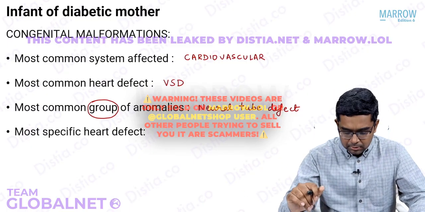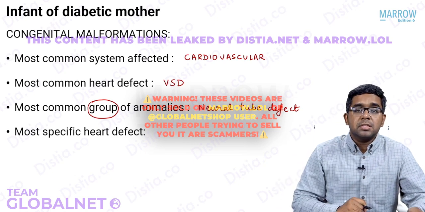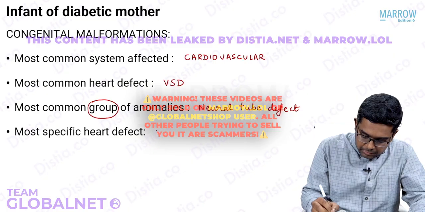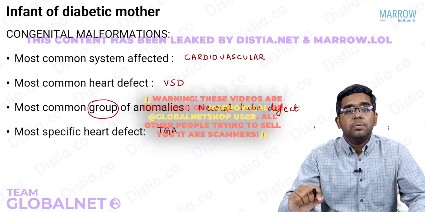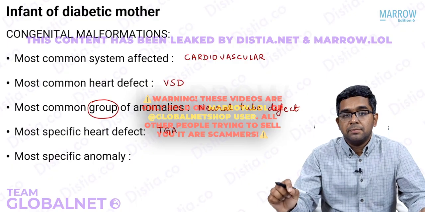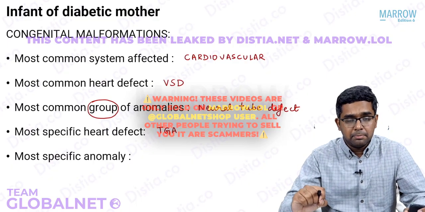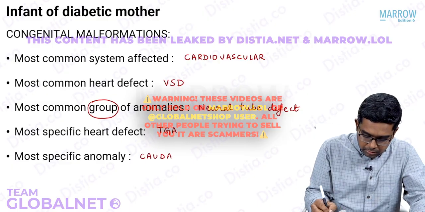The next question is, they can ask you like this, most specific heart defect. The most specific heart defect is TGA. What is that? Transposition of great arteries. One more important question, which is the overall most specific anomaly in a baby born to a diabetic mother? Then it is caudal regression syndrome.